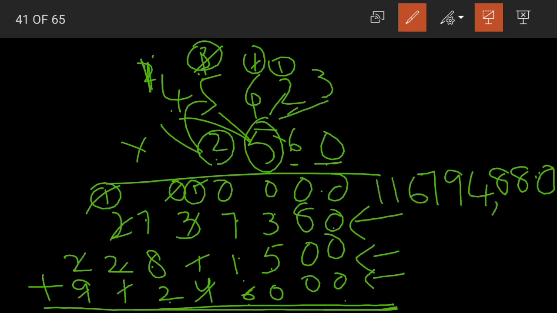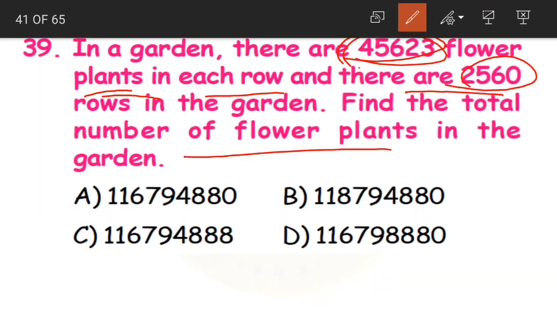What is our final answer children? 11 crores 67 lakhs 94,880.